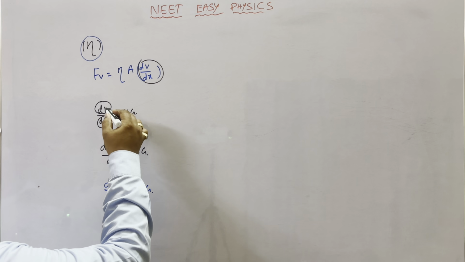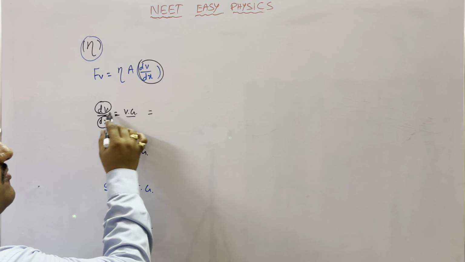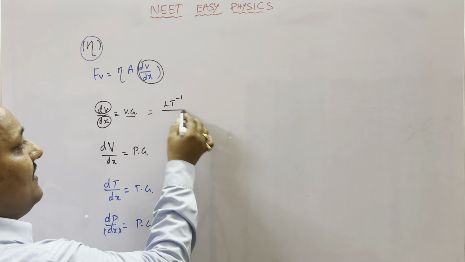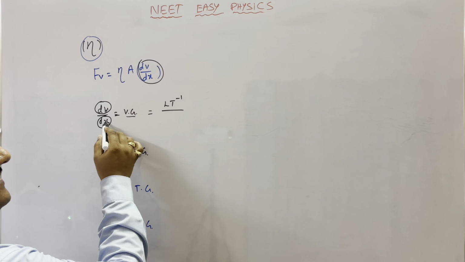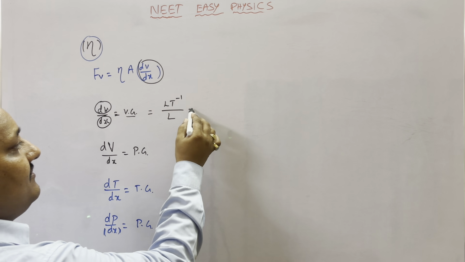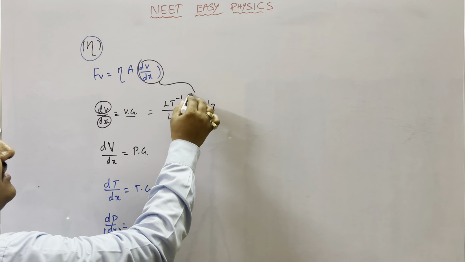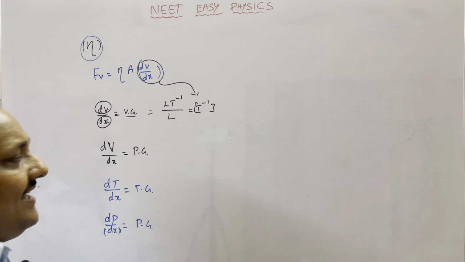Now we will say velocity is changing with respect to distance. What was the velocity dimension formula we said? L T power minus 1. This is distance we said, therefore L. Therefore, T power minus 1 is the dimensional formula for velocity gradient.